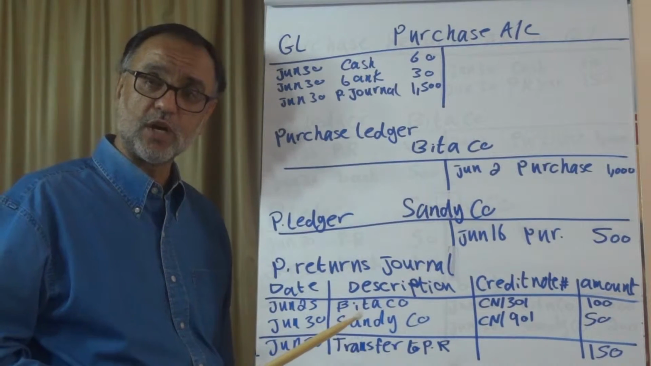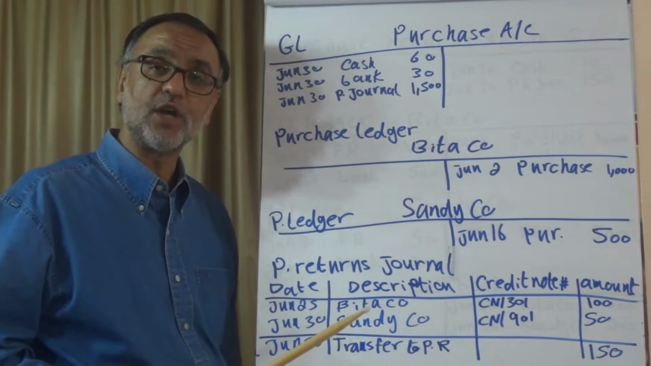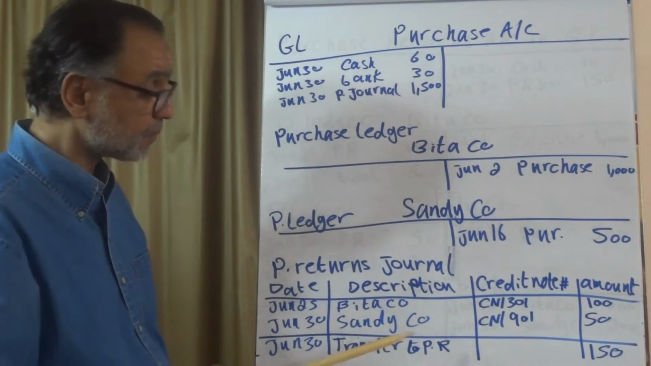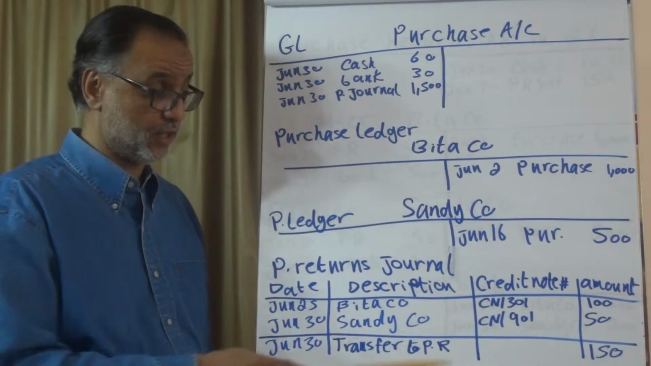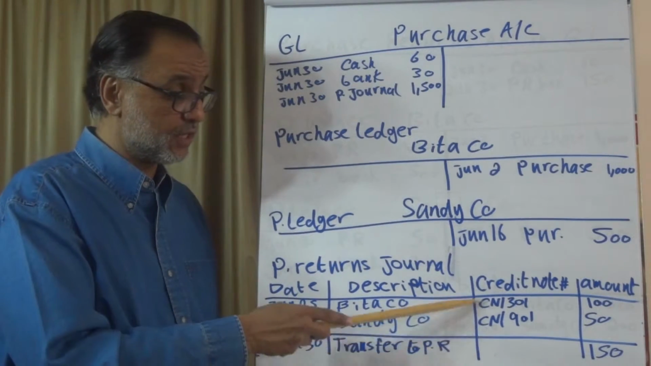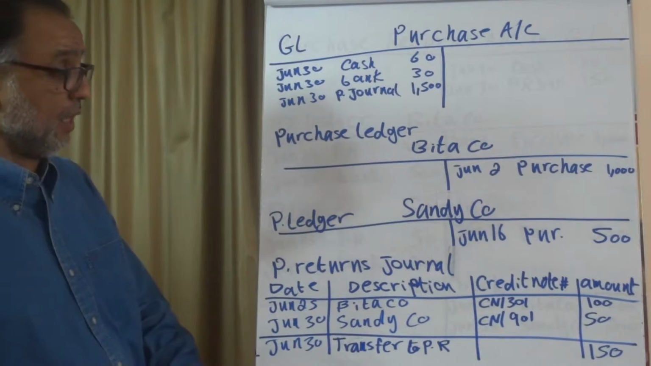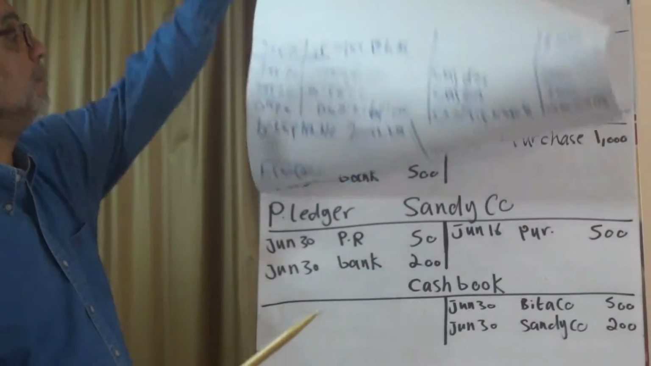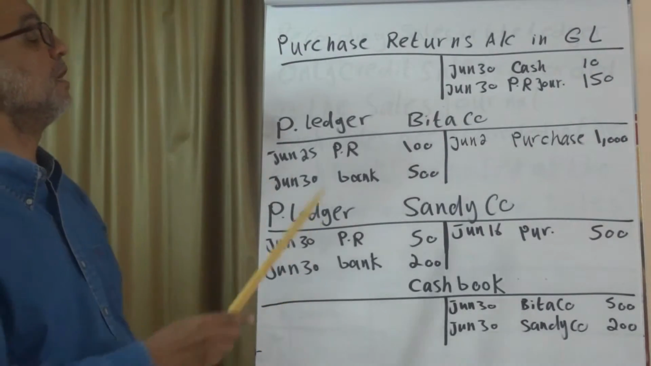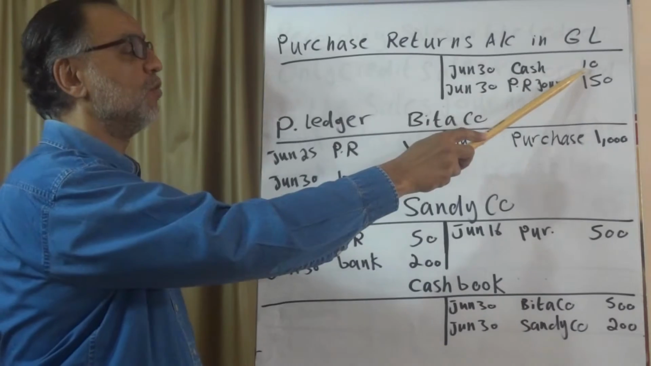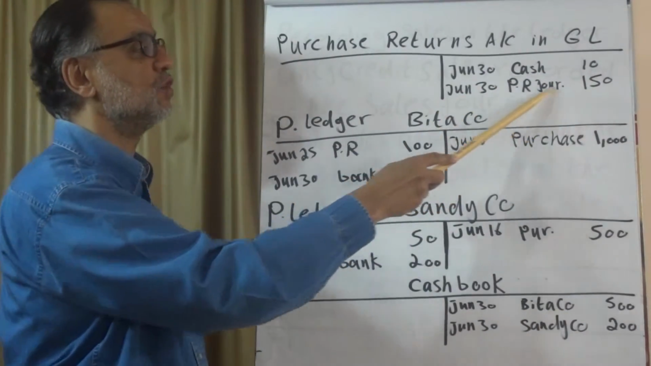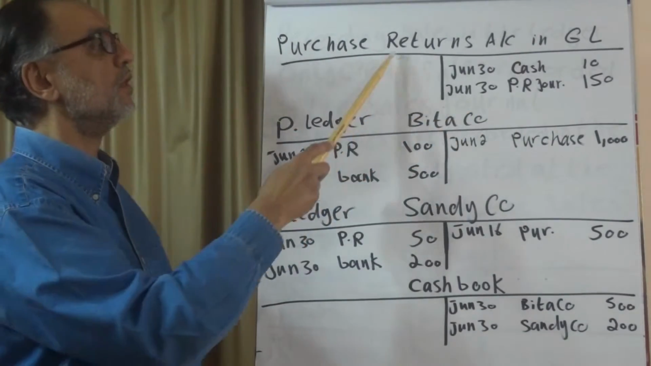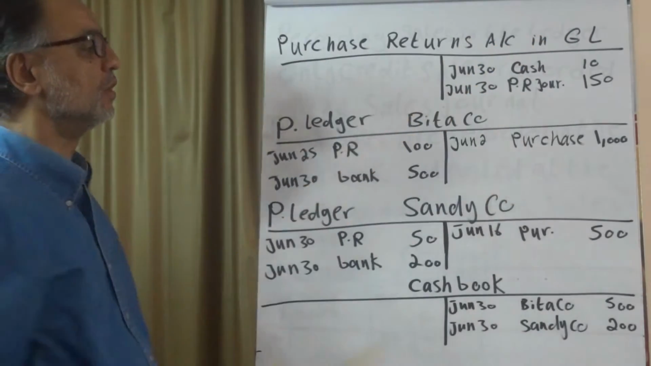If you remember, sales returns are recorded via credit note. So this column is for credit notes, and these are the credit note numbers. Credit notes are issued by suppliers, not issued by the business. That's why the serial is different. We have total returns of 150, 100 to Beta Company and 50 to Sandy Company. In the purchase return, we have a return of 10 in cash, and we have 150, that's the total of the purchase journal that's posted at the end of the month to the purchase returns account in the general ledger.